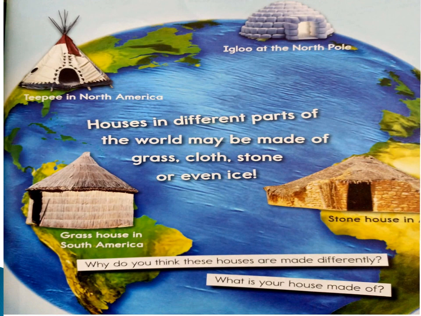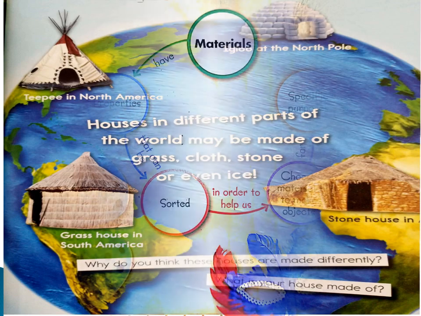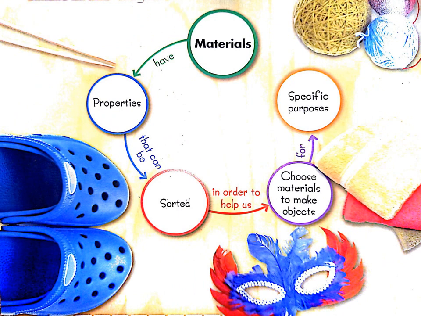So, look at this picture. There are different houses, right? In different parts of the world, and they are made from different materials. Some here are made of grass, some made of cloth, some made of stone, or even ice, right? So, what's your house made of? Why do you think they are made differently? Okay, this we are going to study today.